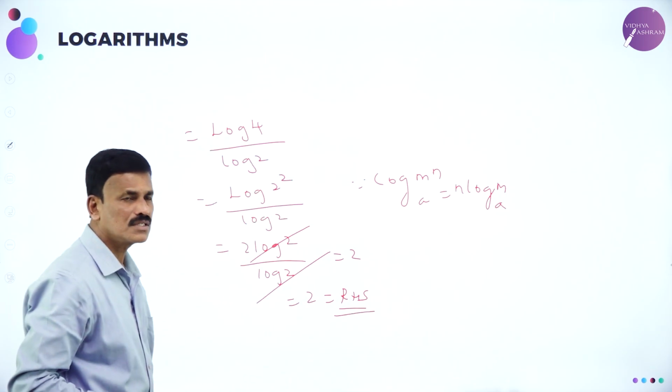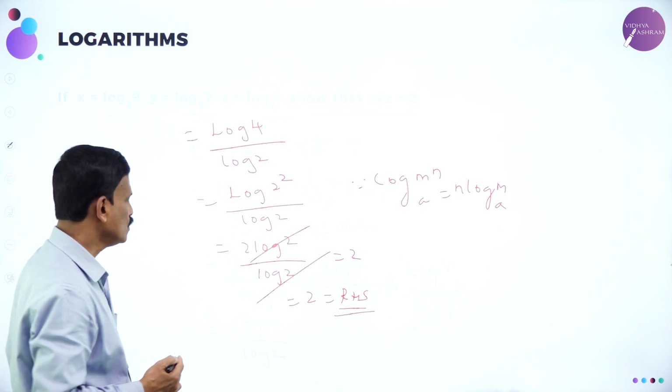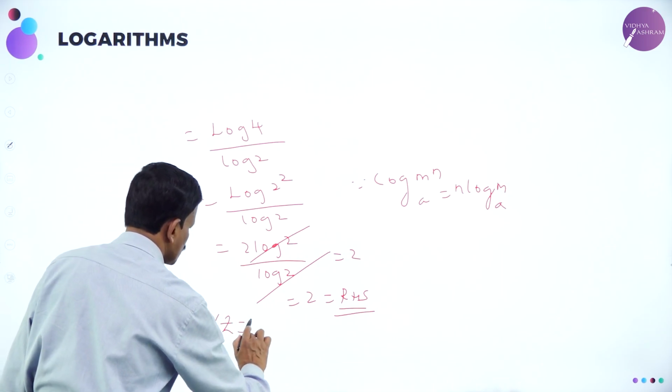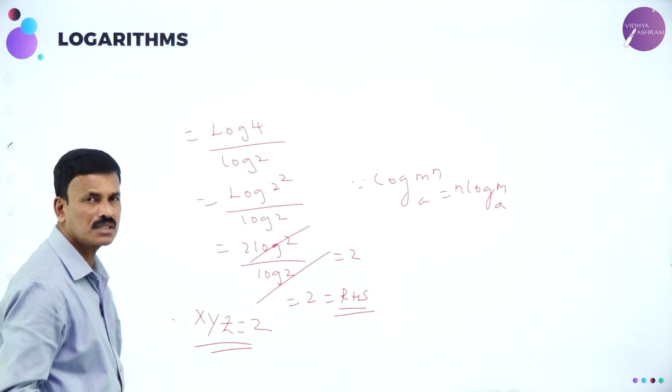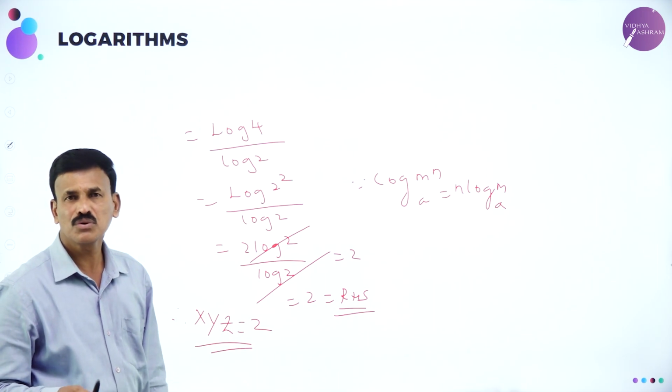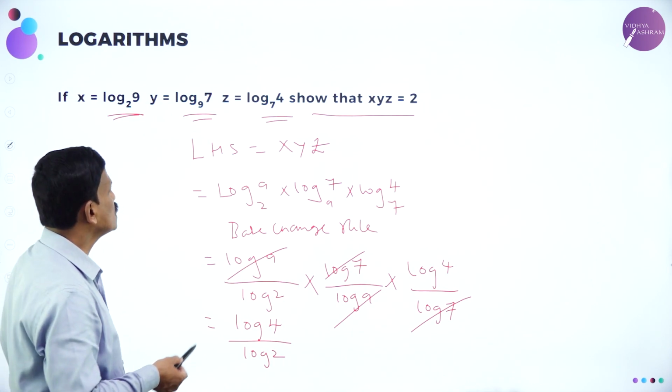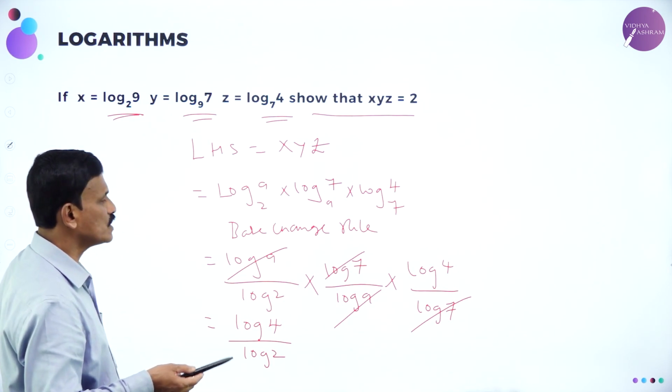That's it. The answer is 2. So what is the conclusion? Therefore, x into y into z is equal to 2. That's it. Okay. That's very simple. Hope you followed. See here, I'll explain once again. Let us take the LHS. LHS x y z. What is x? What is y? What is z?